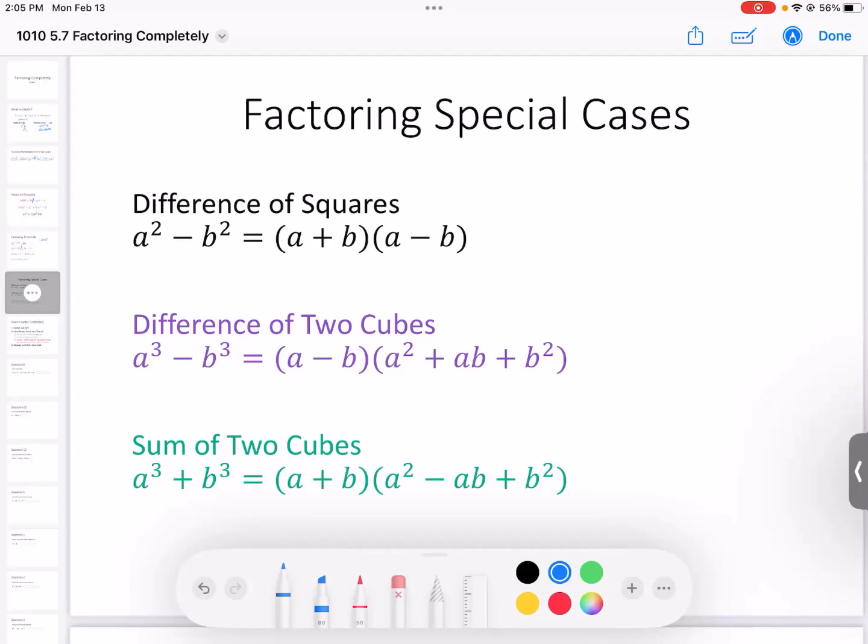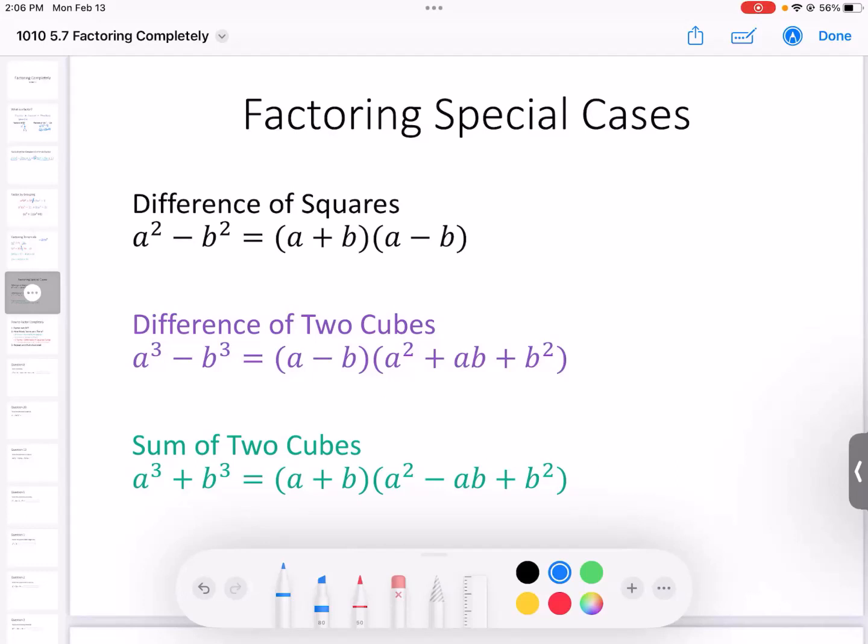Difference of cubes, where you have perfect cubes subtracted, and sum of cubes, where two perfect cubes are added together. We learned yesterday, or Friday actually, that you can factor them like these formulas show. I don't really care if you memorize these two, you just need to know that they exist and you can look them up whenever you need them.